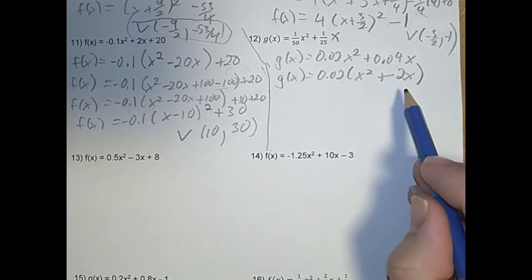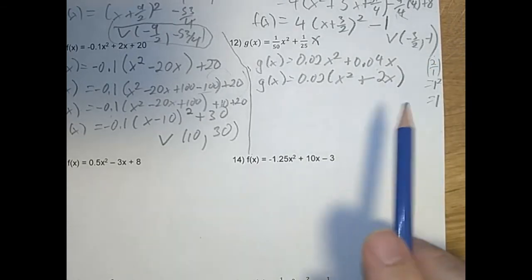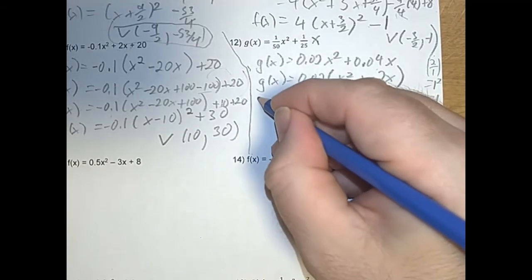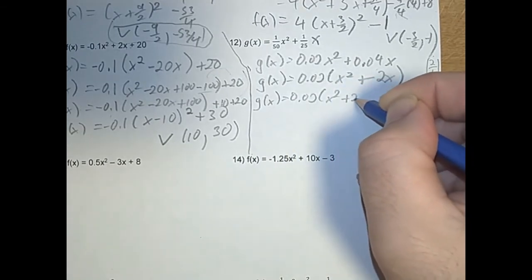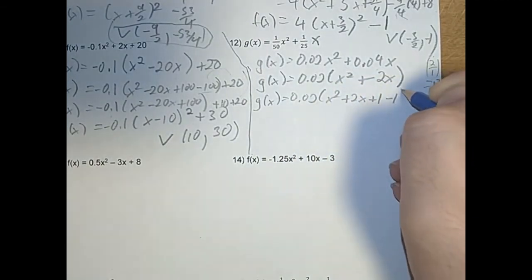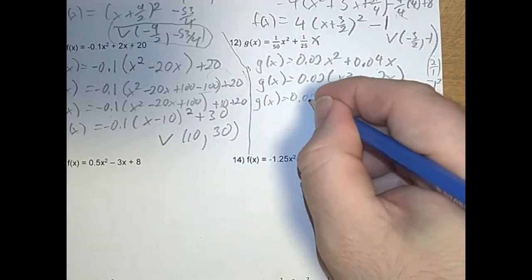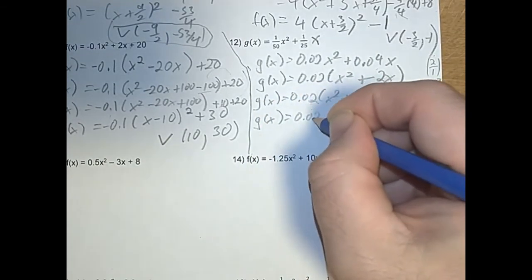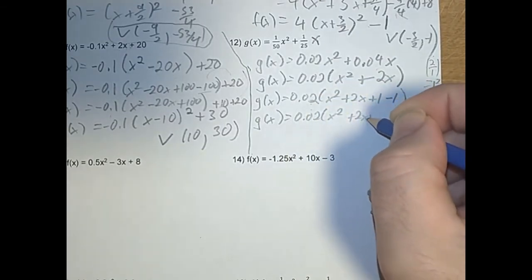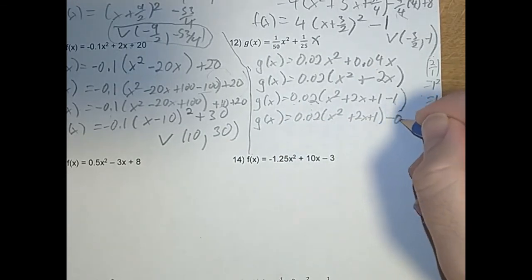2 divided by 2 and squared. So 2 divided by 2 is 1. Then we square it, it's 1. So I gotta add and subtract 1 in there. X squared plus 2x. Add a 1 and subtract a 1. Now, the negative 1 comes out. When it comes out, it has to get multiplied by this 0.02 in the front. So g of x equals 0.02 times x squared plus 2x plus 1. When this one comes out, it gets multiplied by that. So it's negative 0.02.